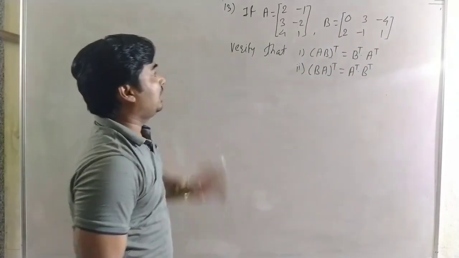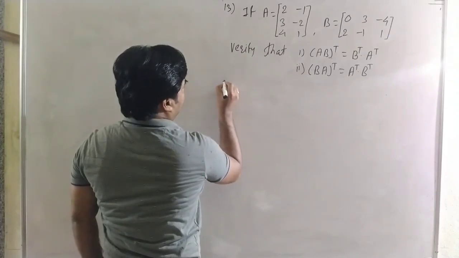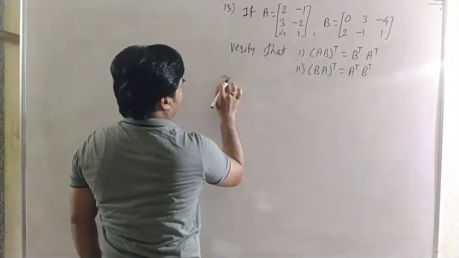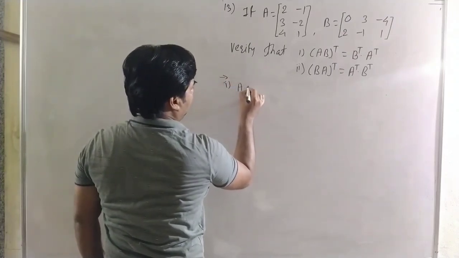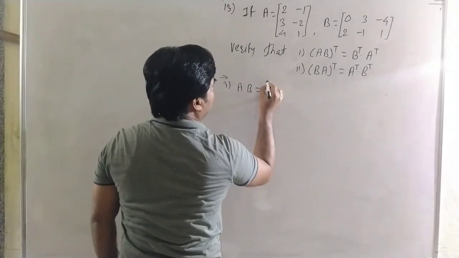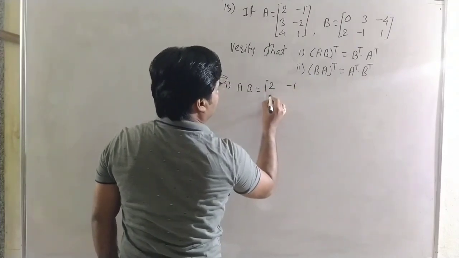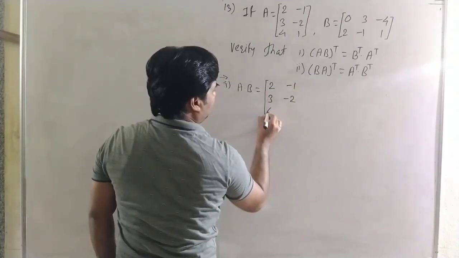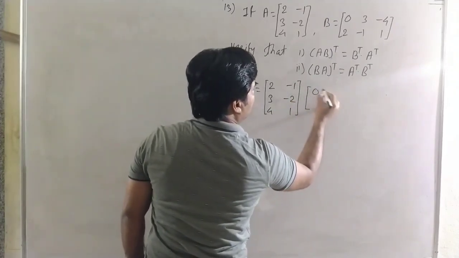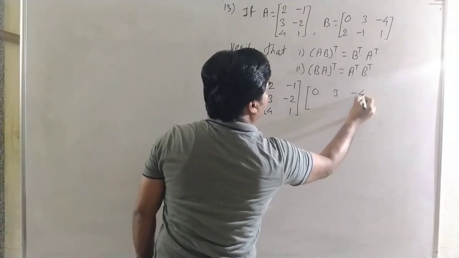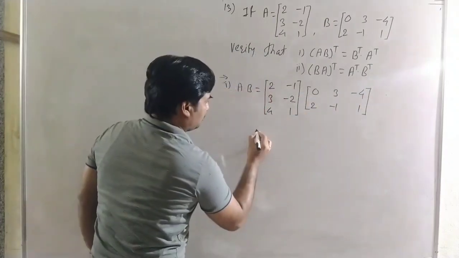Okay, now we see the first example. First find A into B, which is equal to the matrix A, 2, minus 1, 3, minus 2, 4, 1, into matrix B, 0, 3, minus 4, 2, minus 1, 1. Now we take the multiplication of these two.